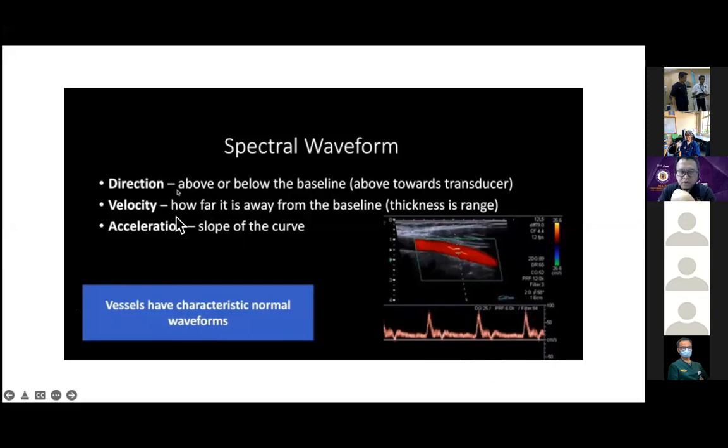And of course, we have the slope. I think Dr. Adi talked about just now the slope of the upstroke, the slope of the peak systolic velocity. So we study the pattern of the waveform itself. Bear in mind that every vessel has its own spectral waveform. For example, the TCD just now is so different from the carotid waveform, and also from the renal artery and the hepatic artery. They have different waveforms and different areas. They have either high or low RI depending on the organ function.